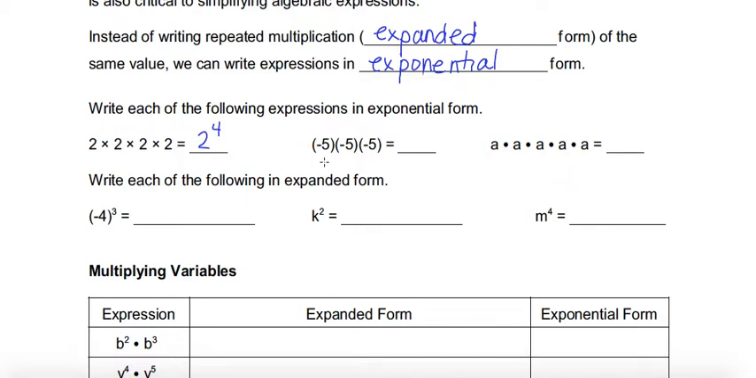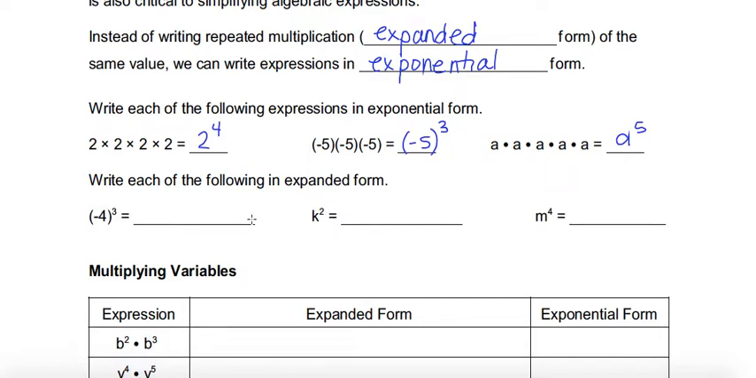Instead of writing negative 5 times negative 5 times negative 5, we can write this as negative 5 to the exponent of 3 because there are 3 negative 5's being multiplied together. And instead of writing a times a times a times a times a, we can write this as a to the exponent of 5 because there are 5 a's being multiplied together. So this is what it means by expressing something from expanded form to exponential form.